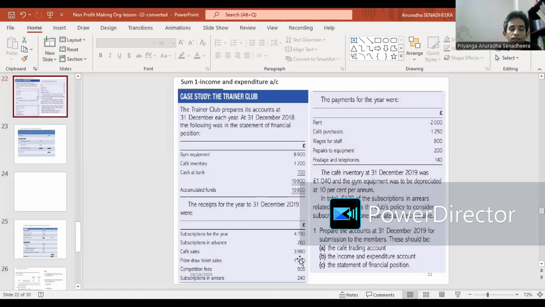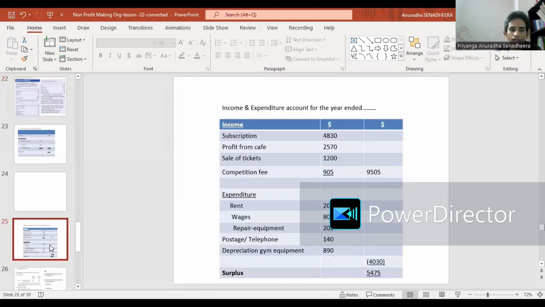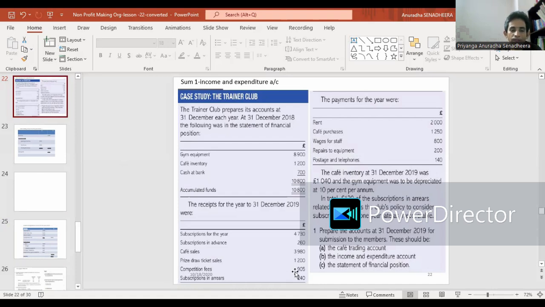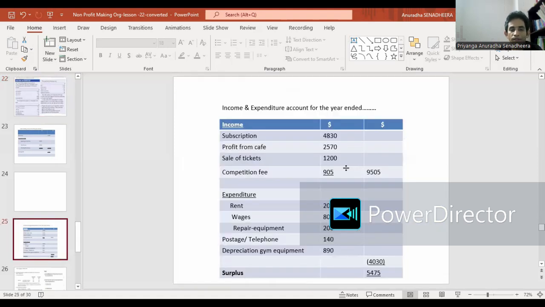Here, this one, 1,200. So when you sell, you get income, money. In the same way, competition fee. Remember, competition fee means the competitors participate and they pay a fee. So competition fee is an income. Then get the total here.